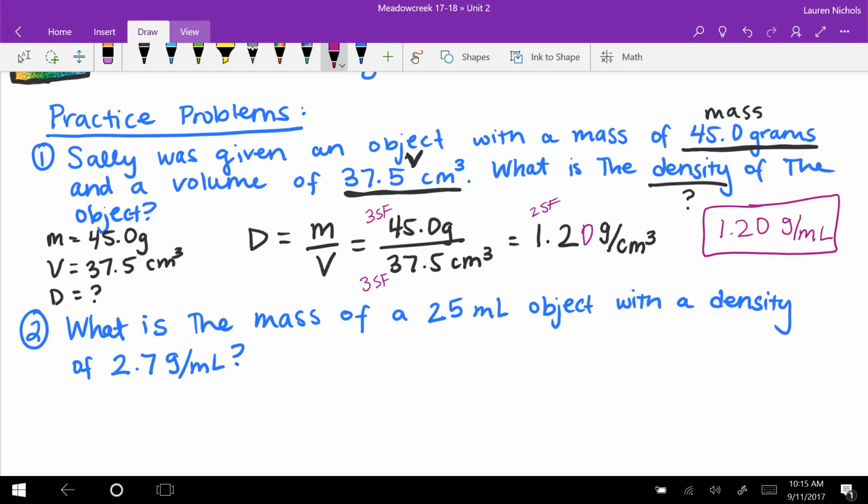So, excellent. Why don't you pause the video, write down question number 2, and go ahead and give it a shot. Try it on your own and then come back to the video and we will work through it together. So go ahead, pause, write down the question, work it out, following the GUESS method, and then press play and we will go over it together.